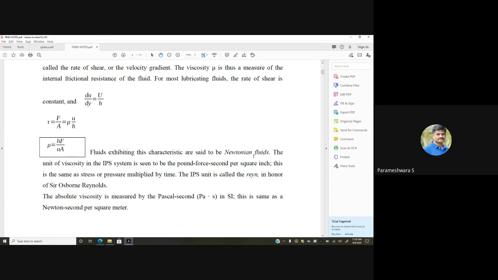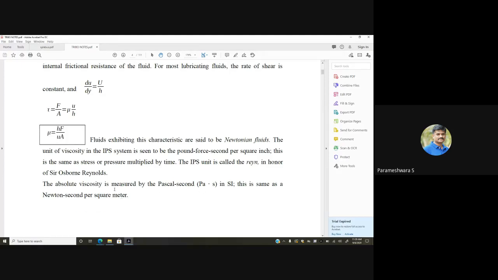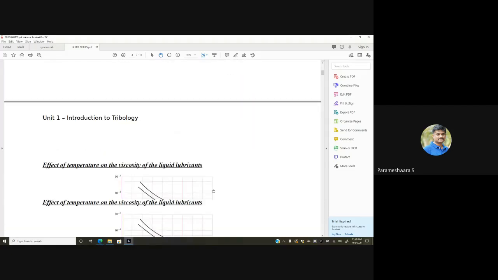And the unit of viscosity in the IPS system is pound-second per square inch. Anyhow, we are not using this IPS system. We use the SI system, where the unit of viscosity is Pascal second. Pascal means Newton per meter square, so Newton second per meter square is nothing but Pascal second.